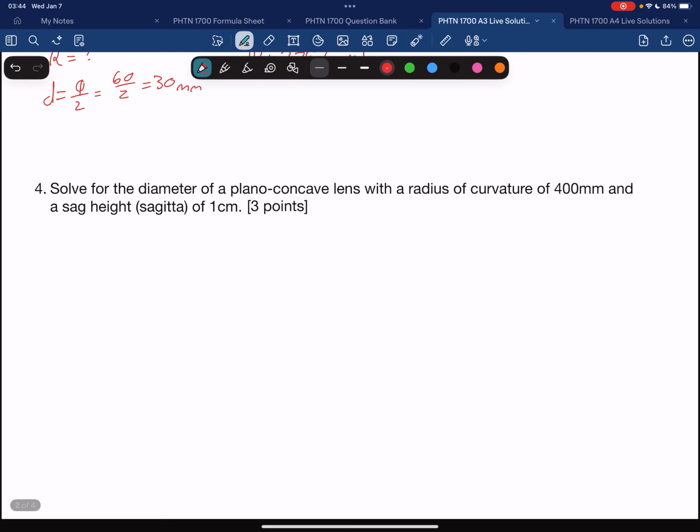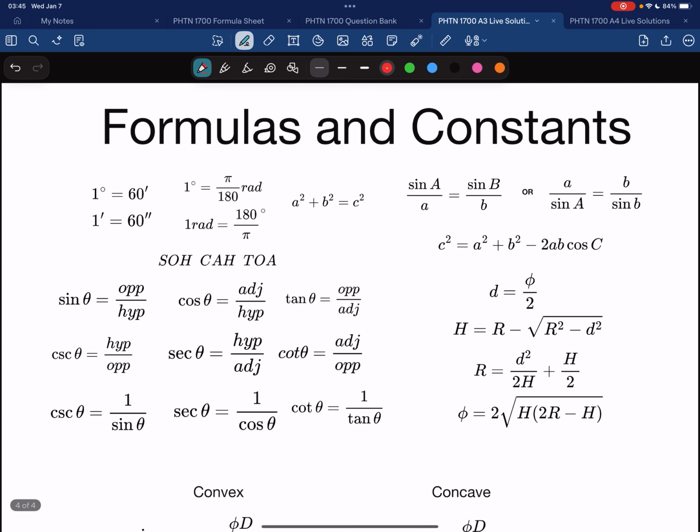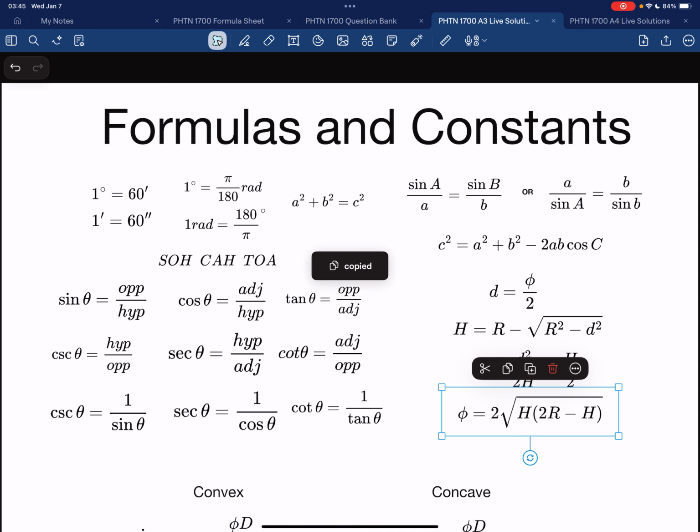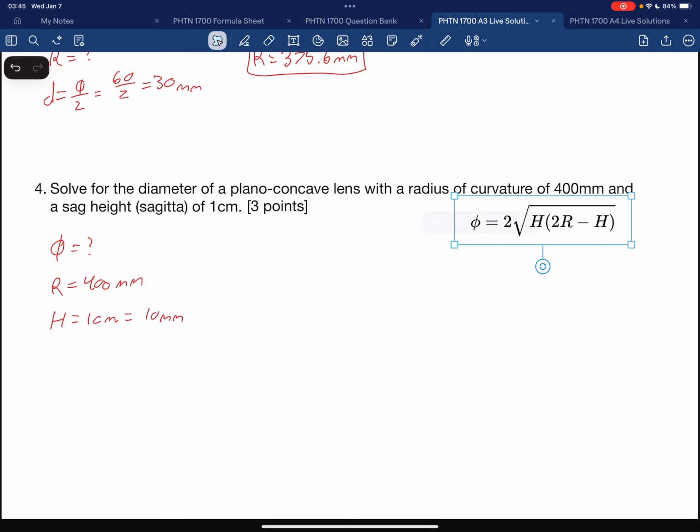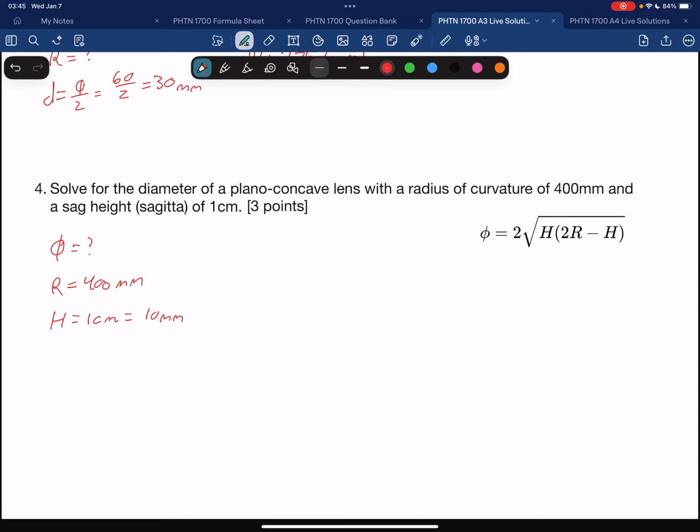Number 4, solve for the diameter. So that's our unknown of a plano concave lens with a radius of curvature of 400 millimeters and a sag height of 1 centimeter, which is also 10 millimeters. On our formula sheet, we will be using this guy.